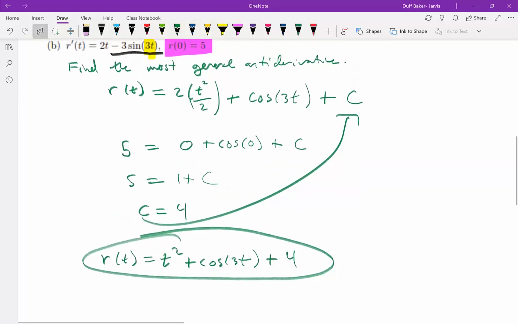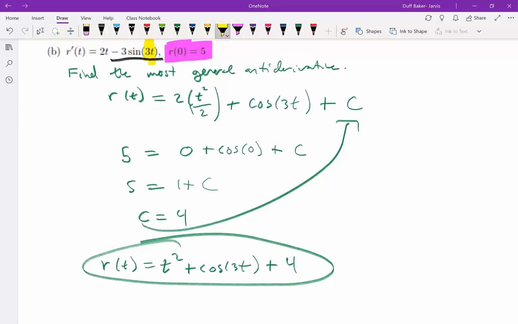And if you're doing this on the exam, it's worth your time just checking everything. Like, when I take the derivative of this, do I get 2t? When I take the derivative of cosine of 3t, do I get minus 3 sine of 3t? When I plug in 0, do I get 5? And you'll see that you do. And that can be just a double check at the end to make sure you didn't make any silly mistakes. Okay. So any questions about that one?